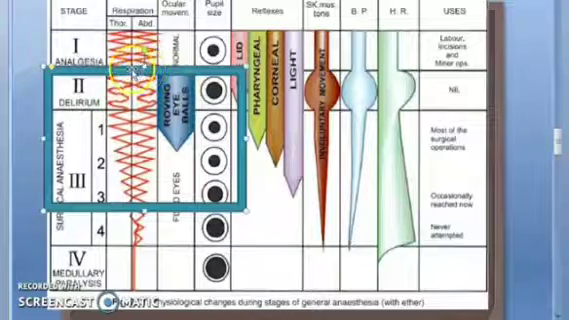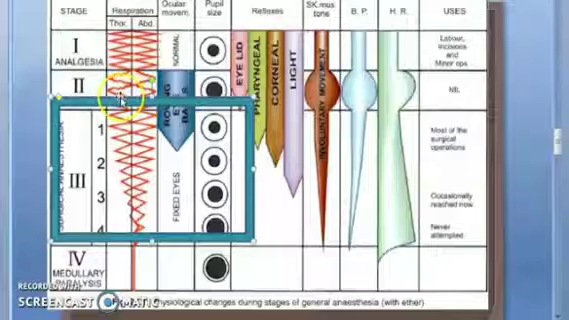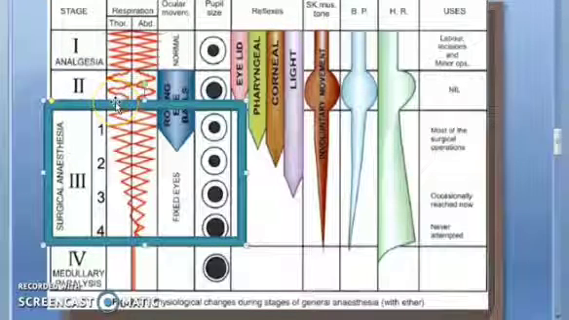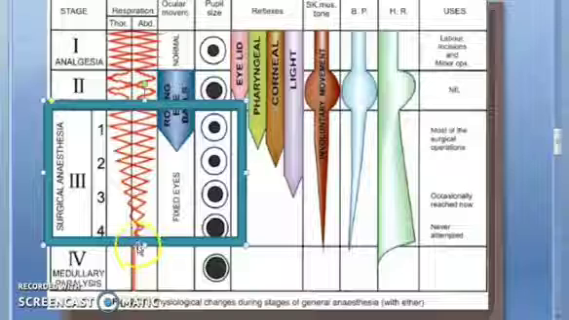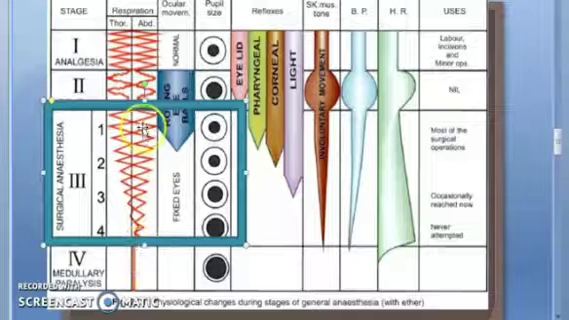Then move on to surgical anesthesia. This is stage 3. In this, what happens? The breathing again has become regular, and at the end of this, what happens? The cessation of regular breathing. So this portion of it is called stage 3. In that there are 4 planes, 1, 2, 3, 4.